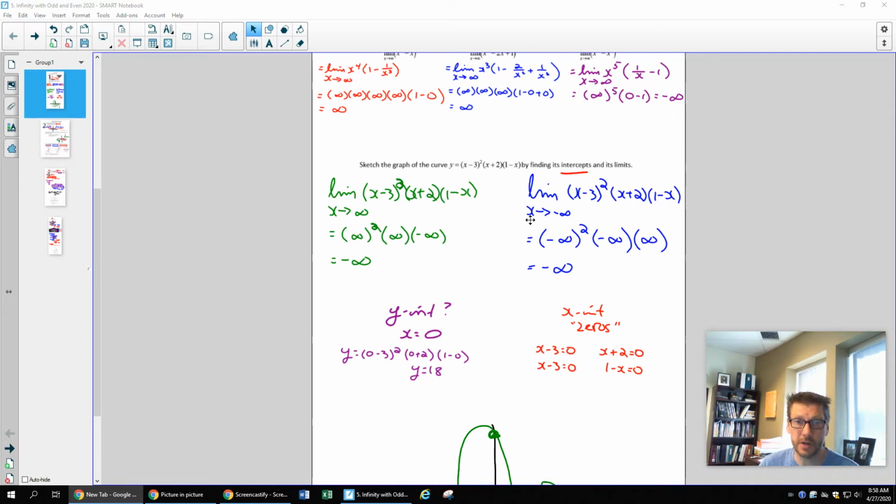So as your x values get smaller, you're also dropping down to negative infinity. So as you go to the right, you're dropping down into quadrant 4. As you go to the left, you're dropping down into quadrant 3.